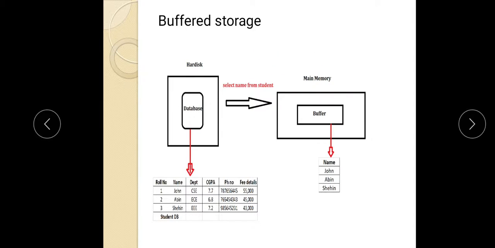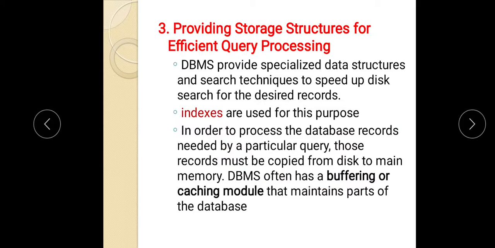In the main memory we have a separate area called a buffer. In that buffer, the details of the names will be temporarily stored. This is just for executing the statement and displaying the names of the students. That means we have a large database, and from that a small portion is to be displayed. That small portion is temporarily stored in the buffer found in the main memory. That is the concept of buffered storage.